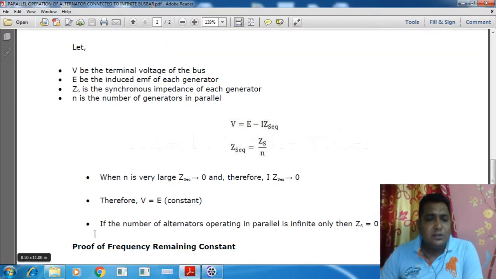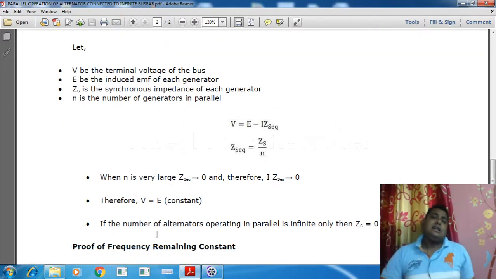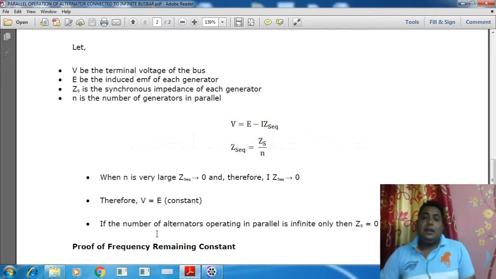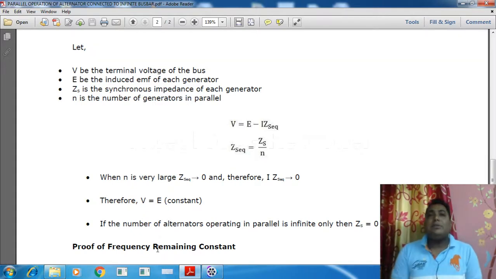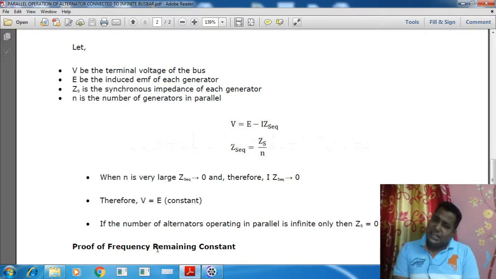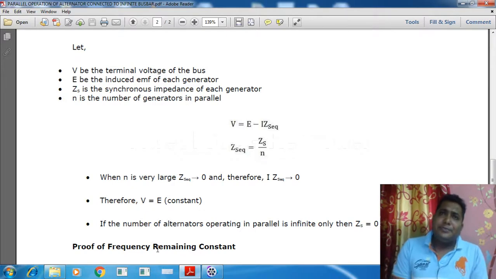So what is the conclusion? If n numbers of alternators are operating in parallel, it is effectively an infinite bus bar. If n numbers of alternators are connected together, then the synchronous impedance value will be very low, such that it can be neglected. And if it is neglected, then the drop inside is neglected, and we can say that whatever EMF is induced in the alternator is reaching the bus bar.